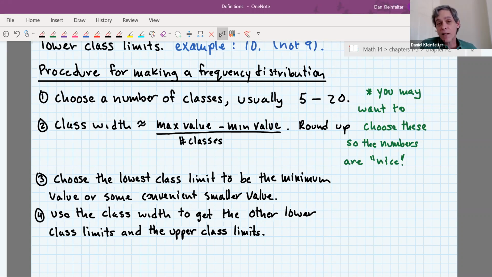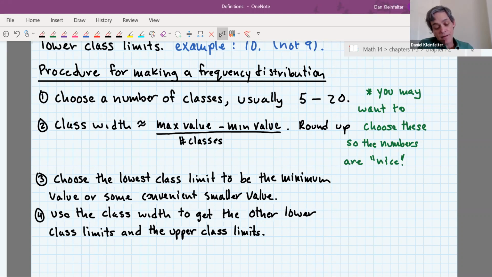On the other hand, if we were figuring out people's incomes and we were surveying like 25,000 people, then it makes sense to have a larger number of classes or groups. So it depends on how much data you have basically and what it is that you're trying to say. Okay.